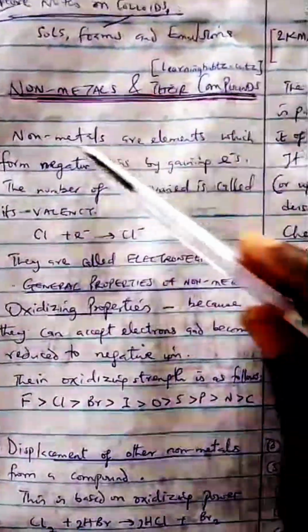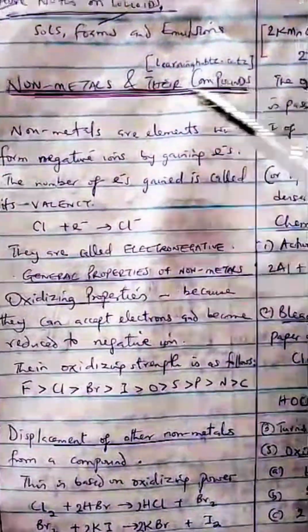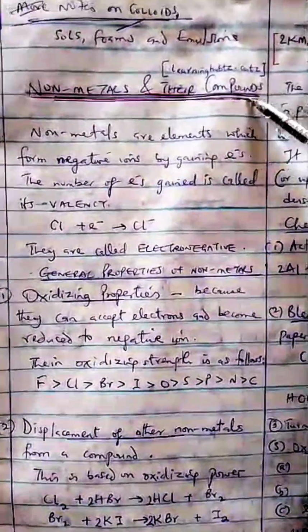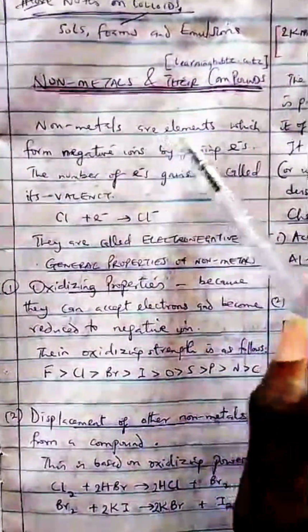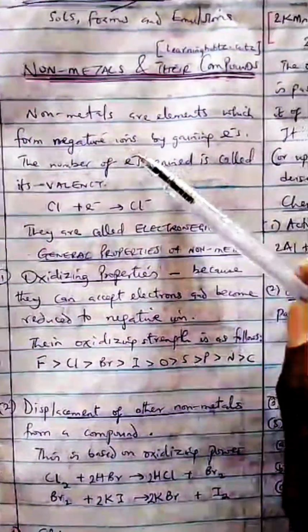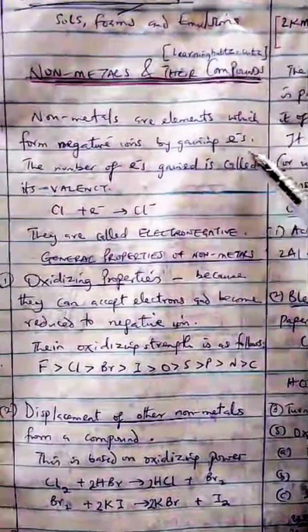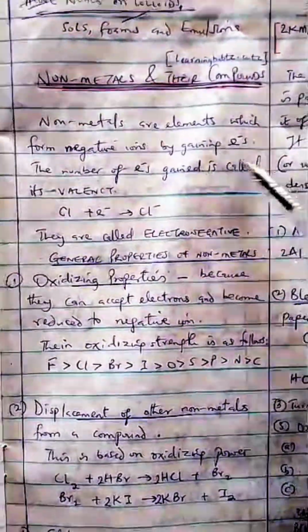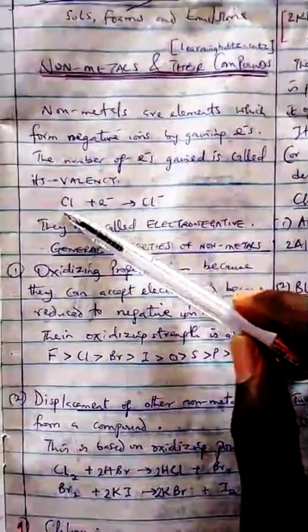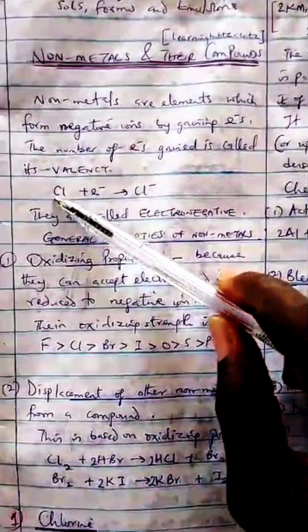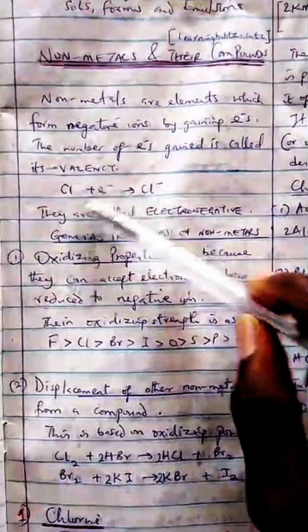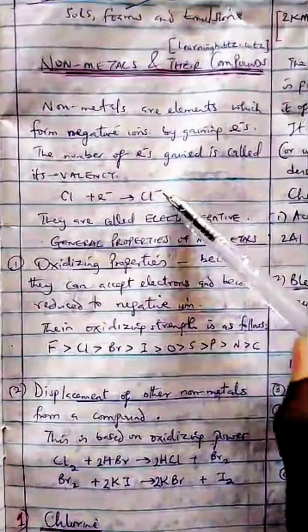So let's look at nonmetals and their compounds. Nonmetals are elements which form negative ions by gaining electrons. The number of electrons gained is called its valency. A typical example of a nonmetal is chlorine. Chlorine gains an electron to become the chloride ion.